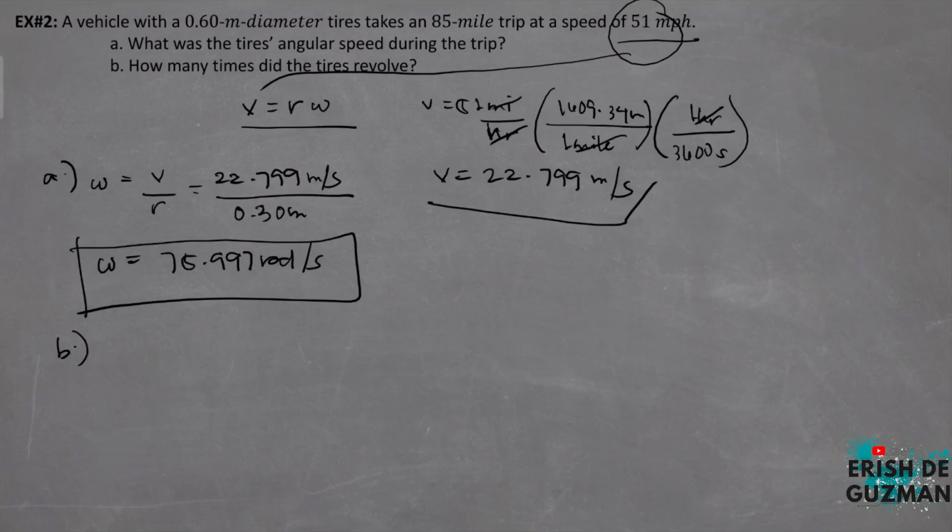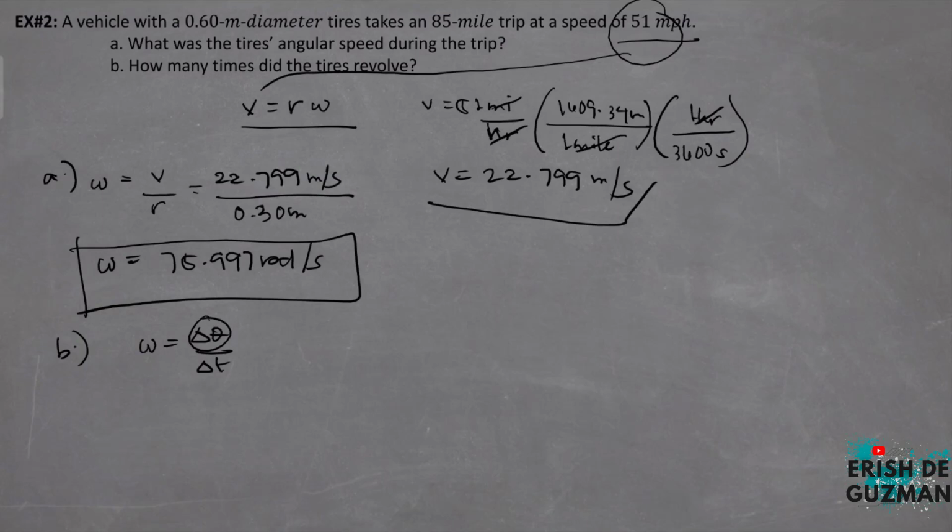For letter B, again, gagamitin natin yung isang rotational kinematic equation para malaman natin yung number of times na umikot yung tire. Gagamitin natin na equation is yung angular speed or angular velocity equals the change in angular displacement over the time interval.